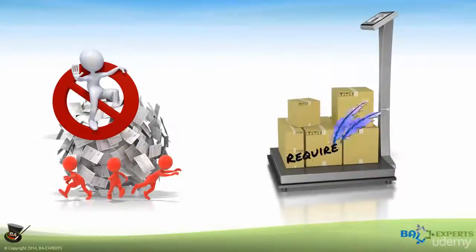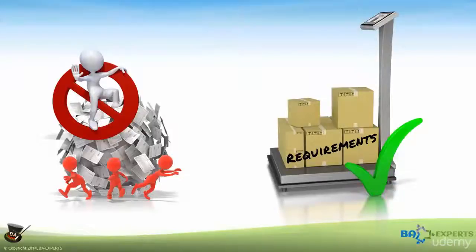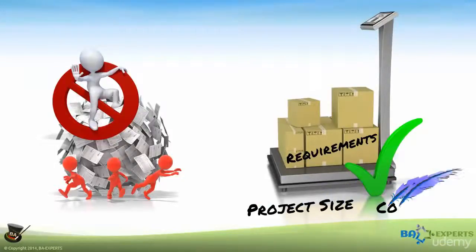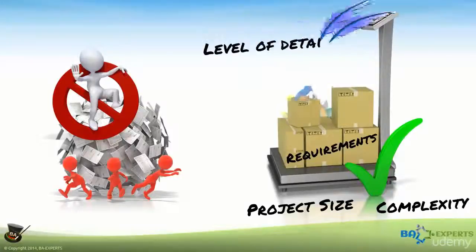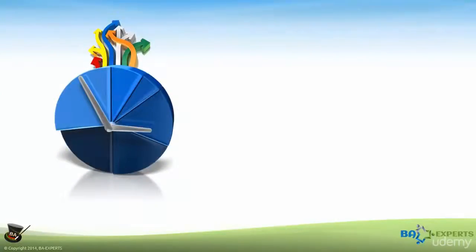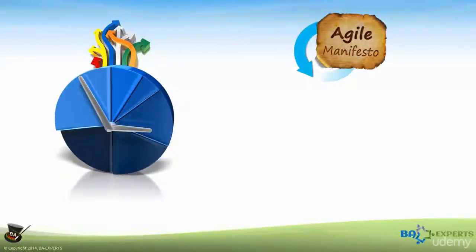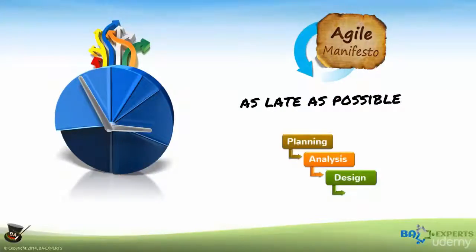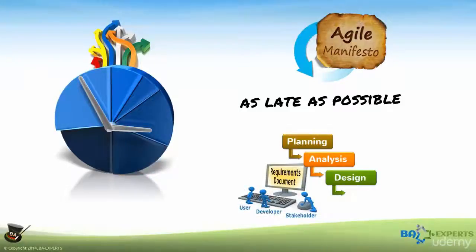The volume of requirements has to be right at the right time for the size and complexity of the project, and depends heavily on the level of detail they express. The level of detail is a question of timing. In an agile SDM, details are discussed incrementally as late as possible, while in a traditional SDM, they are captured in the requirements definition document during the analysis phase of the project.